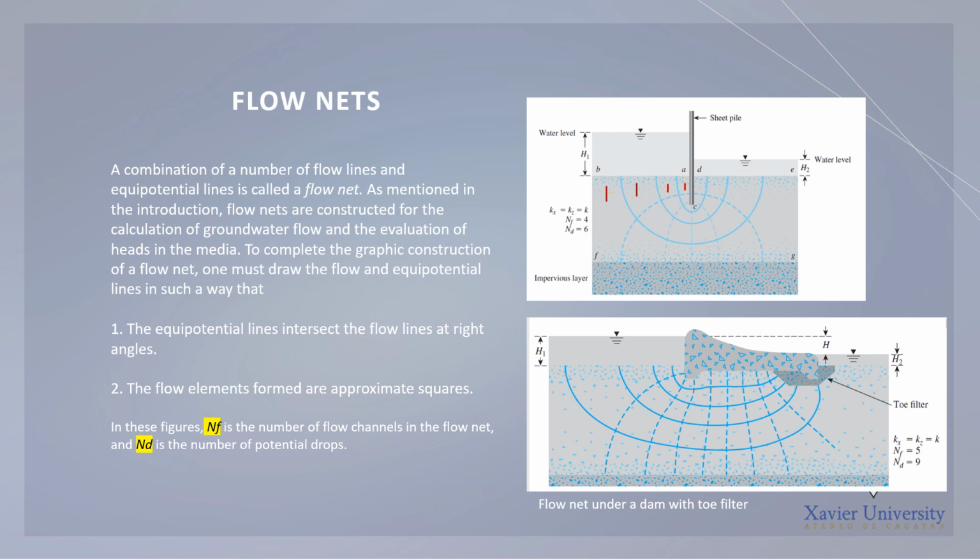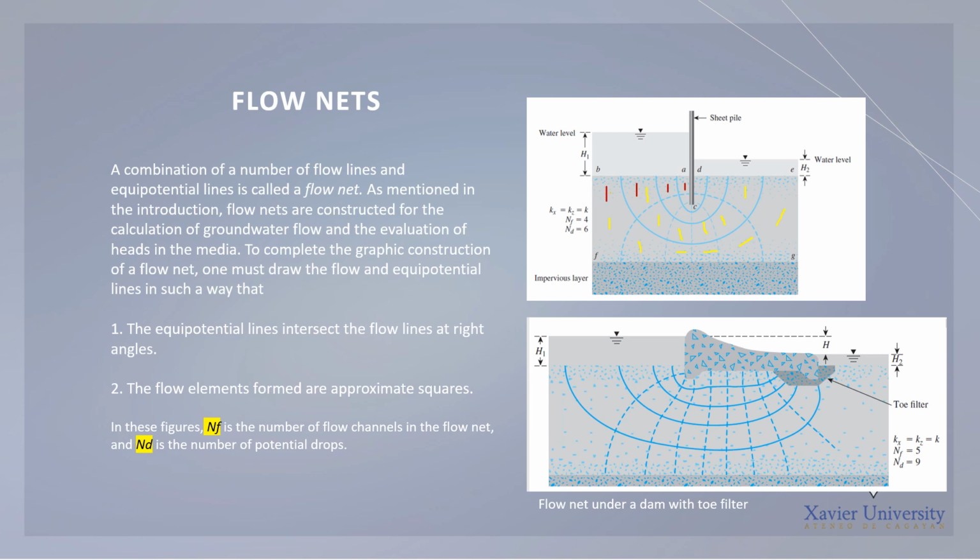Now let us count the number of drops, or the ND, for this flow net here. We are going to refer to the inner flow channel. So we count 1 number of drop, 2, 3, 4, 5, and then 6 number of drops. To confirm that, we would consider this outer flow channel. We count the number of drops: 1, 2, 3, 4, 5, 6. So the number of drops is just equal for each flow channel.